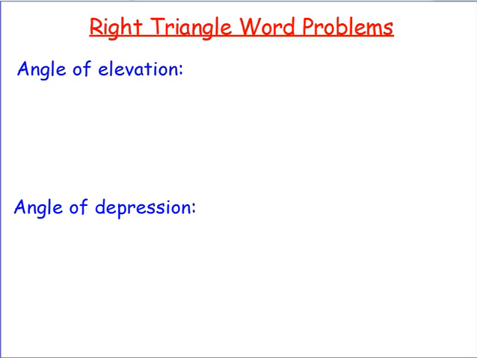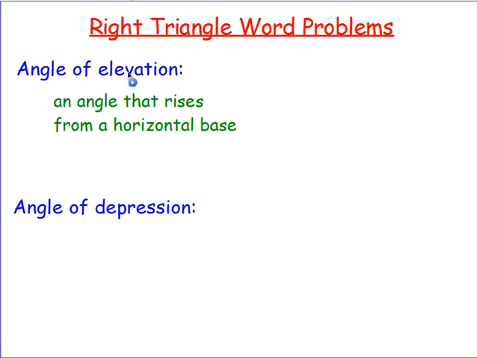Some of these problems are going to contain a couple of important phrases, and we're going to look at these two phrases and talk about what they mean to us. Angle of elevation is one phrase that you're going to hear in a lot of your word problems. The definition of angle of elevation is an angle that rises from a horizontal base. The important things here are that you have to have a horizontal base and you have to rise from that base. So in picture form, this is what it would look like.